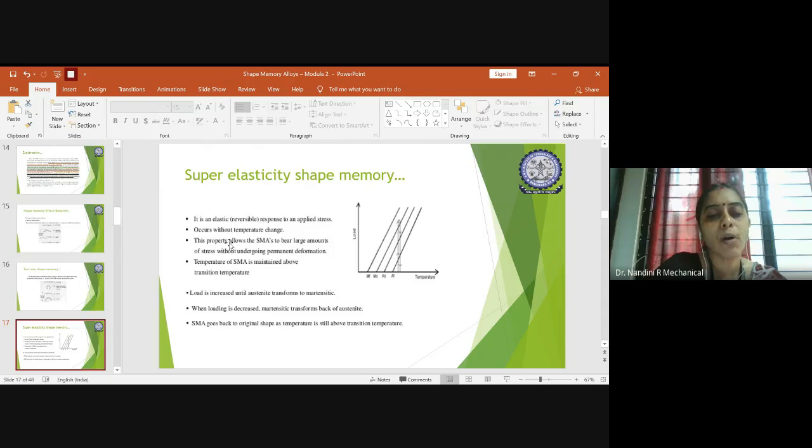And next, this property always allows our shape memory alloy to bear a large amount of stress without undergoing permanent deformation. This is very important. Most of the materials, around 90% of those available in today's world, do not have the capacity to bear stress to an unlimited value. But this one can bear any amount, and even though it bears so much stress, it does not undergo permanent deformation. Why? It does not have the plasticity nature at all. It has super elasticity capability in it.